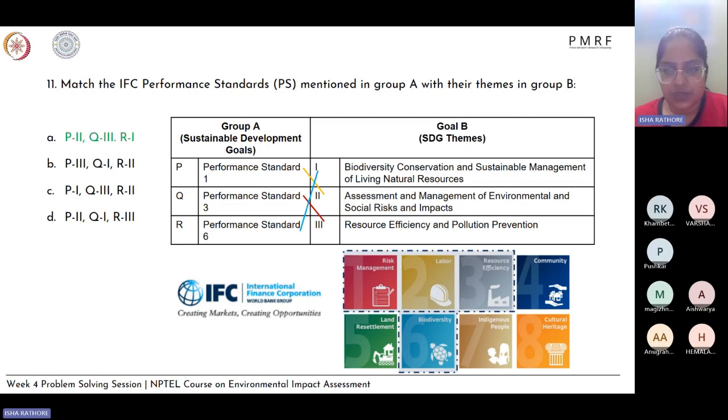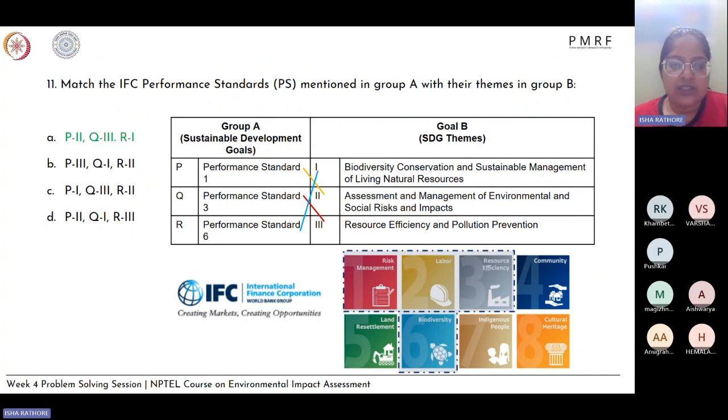Performance standard 3 is on resource efficiency. So it looks at resource efficiency and pollution prevention. So Q matches with 3. Performance standard 6 looks at biodiversity, conservation, and sustainable management of living natural resources. So R matches with 1. So the correct answer is P matches with 2, Q matches with 3, and R matches with 1. So A is the correct answer.